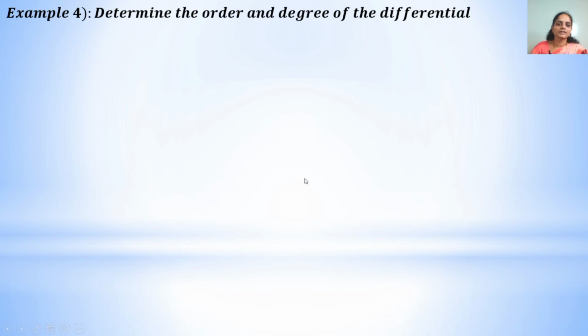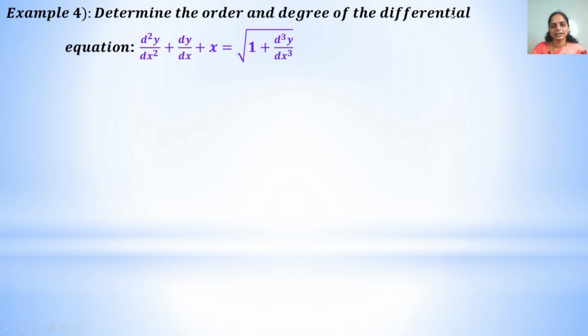Now fourth example is: determine the order and degree of the differential equation d2y by dx square plus dy by dx plus x equal to root of 1 plus d3y by dx cube. Let's start the solution. First we write here the given differential equation.